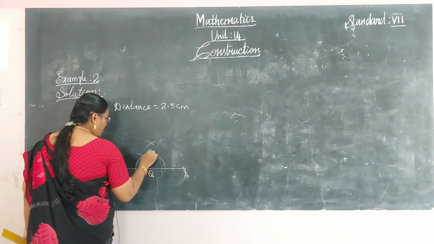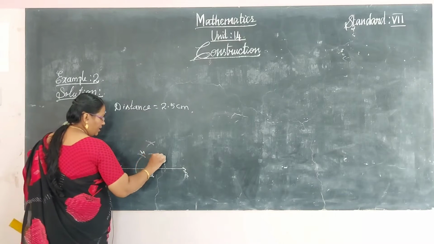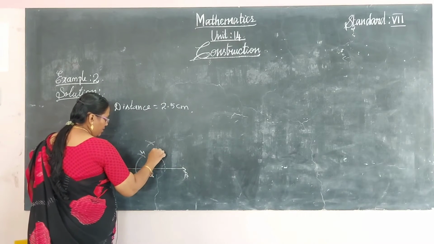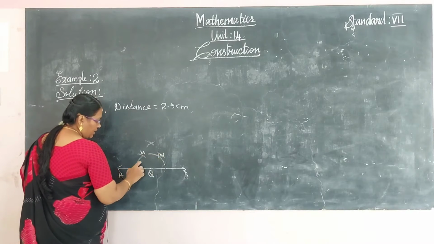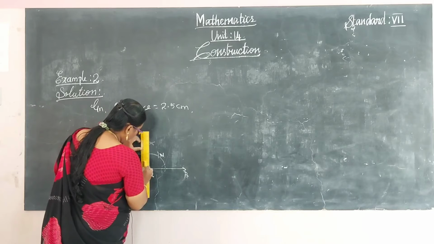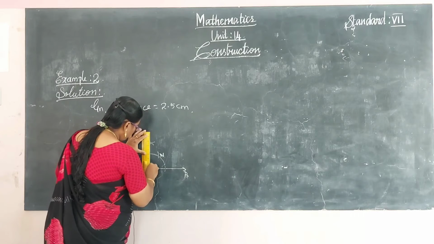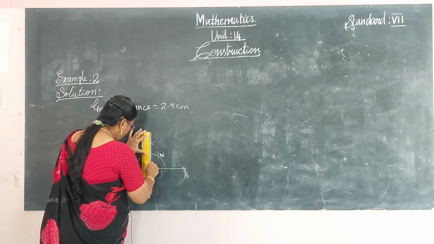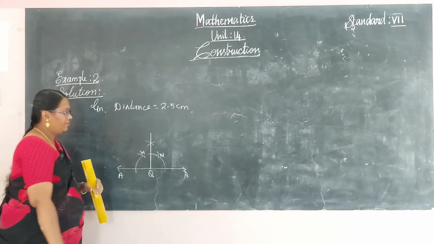These two intersecting arcs are denoted by M, N. Now join that to Q.